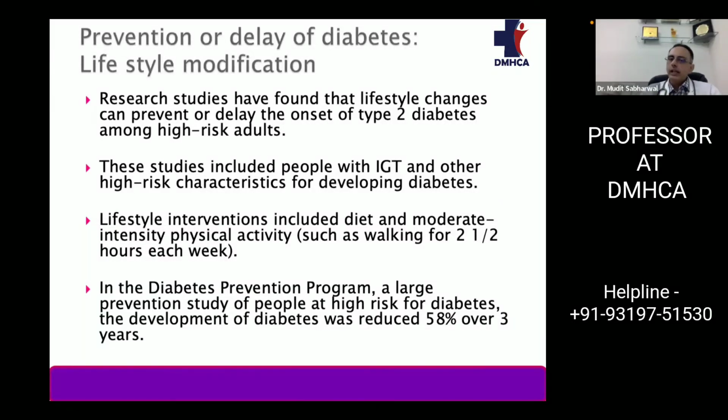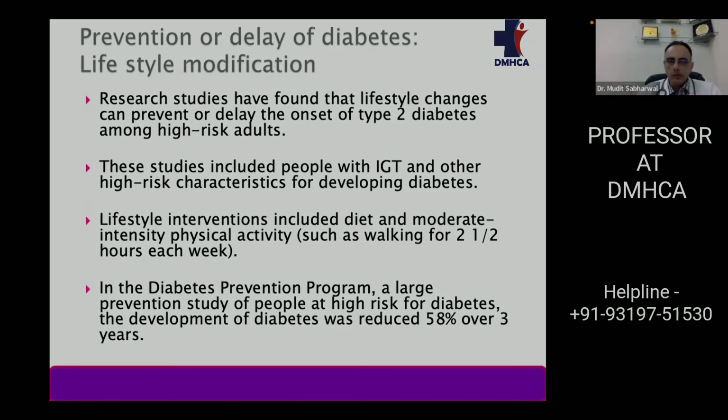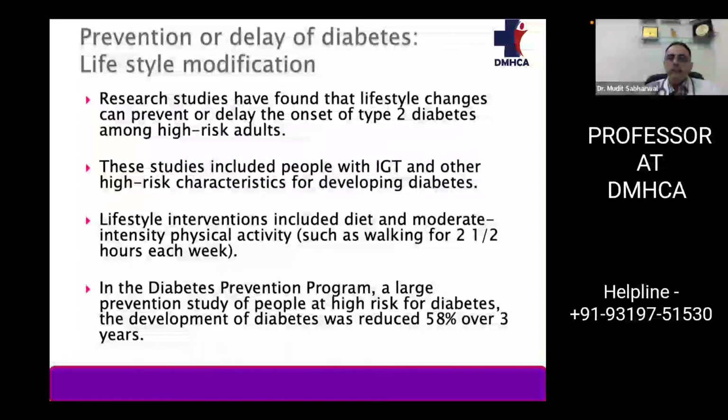Talking about prevention or delay of diabetes, lifestyle modification is the first thing. That's the only thing which we prefer. There have been multiple studies, and lifestyle intervention includes diet and moderate exercise. What is the guideline? How much workout should one do in order to prevent or delay diabetes or delay complications? It should be more than or equal to 150 minutes a week.